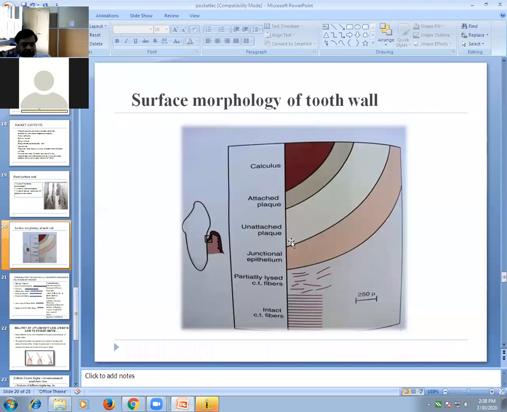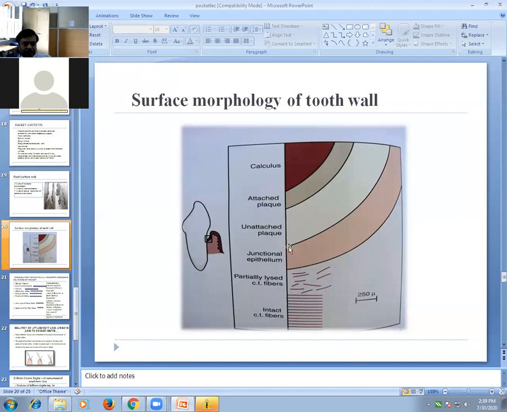Below unattached plaque there will be the junctional epithelium. Below the junctional epithelium, you have connective tissue fibers. In a pocket, because of destruction of these connective tissue fibers, the junctional epithelium starts moving down. Below that, we have healthy intact fibers. So when you see the surface morphology, these are the areas which you usually come across. Calculus, below calculus an attached plaque. Attached plaque is responsible for caries formation. Unattached plaque is responsible for your periodontal diseases to progress.